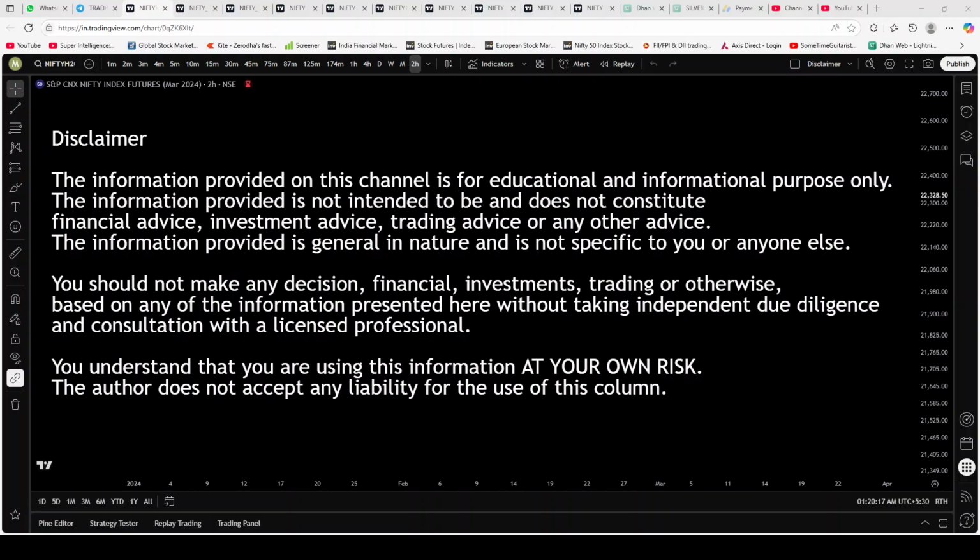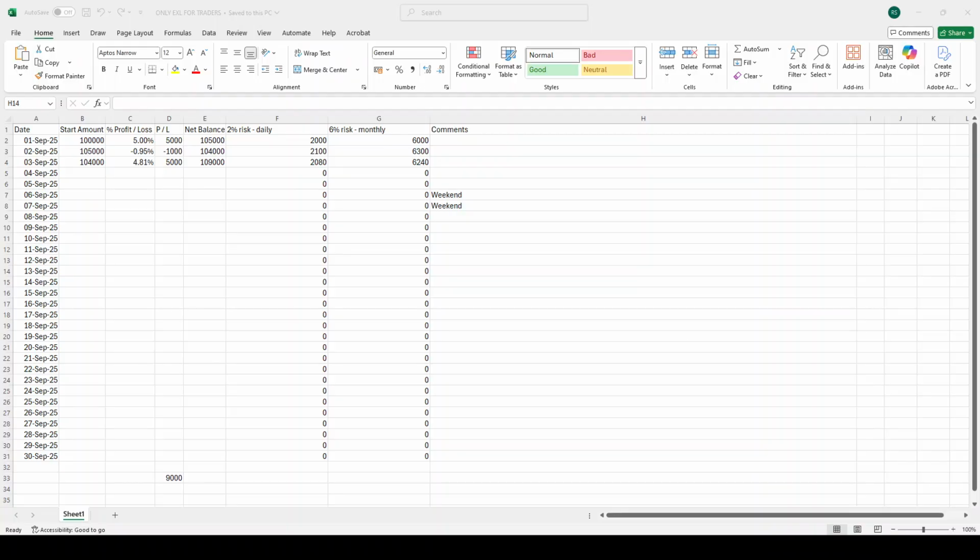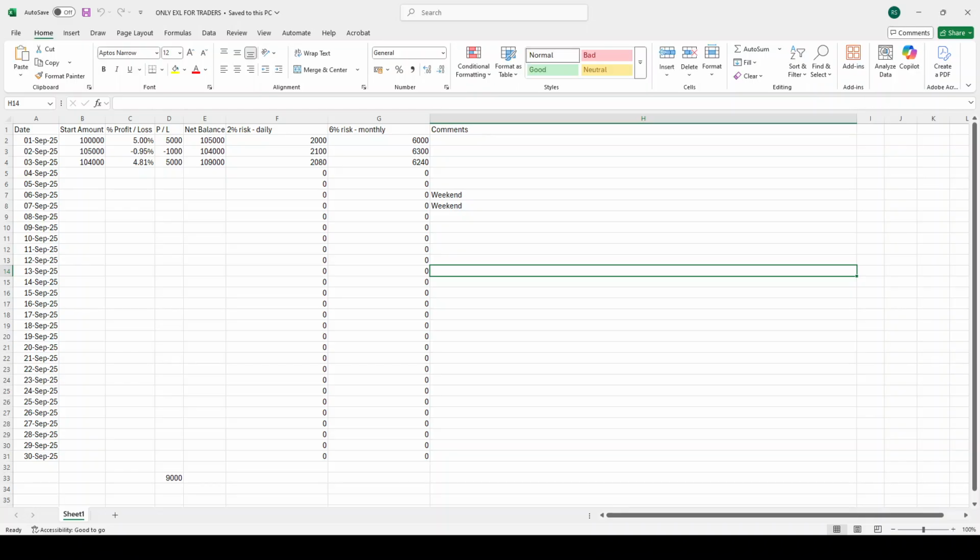So we'll straight away go to the Excel sheet that I want to explain. Let me just switch to the Excel. Okay, so this is the Excel sheet. I hope it's very visible to you. All right.